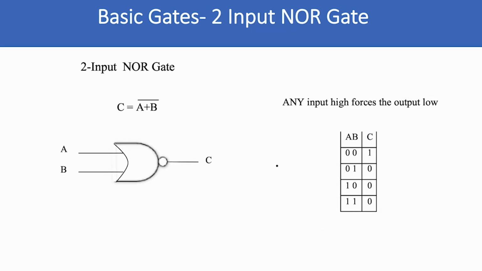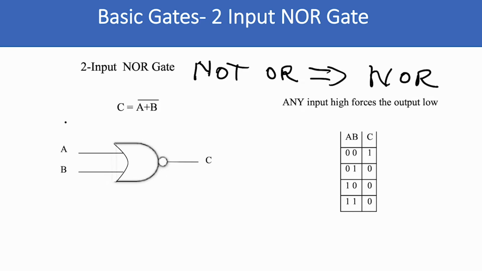Well, we have a basic AND gate, and then we have a not AND gate, which is a NAND. So we have OR gates, and now we have NOR gates. And what does NOR gate mean? NOR gate means not OR, which means NOR. Okay, and let's look at how that operates. This is the Boolean expression C equals A or B, the output inverted.